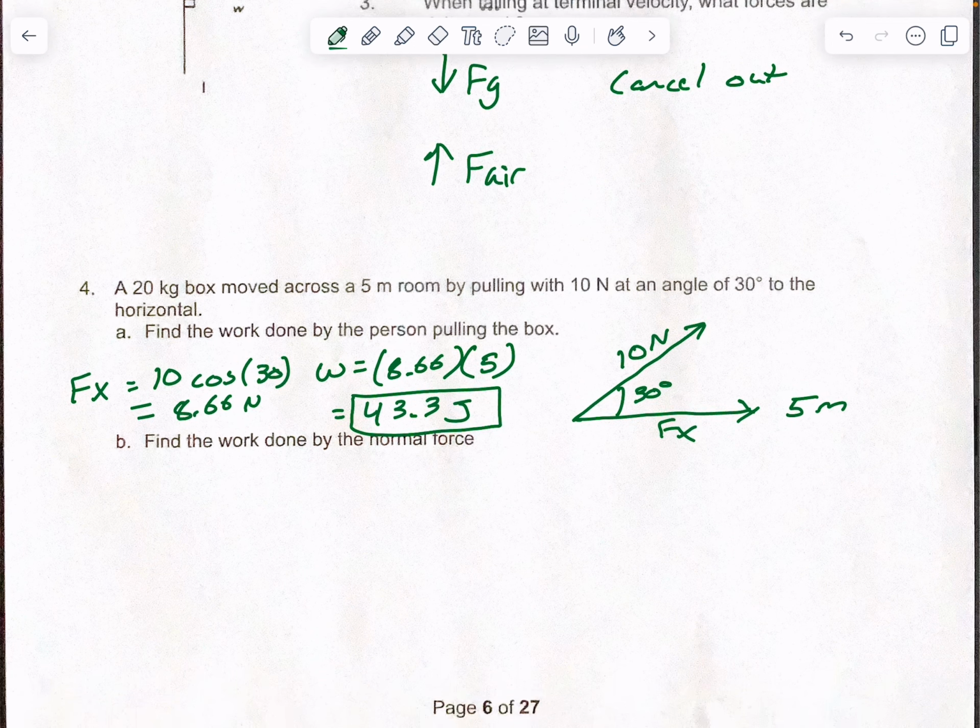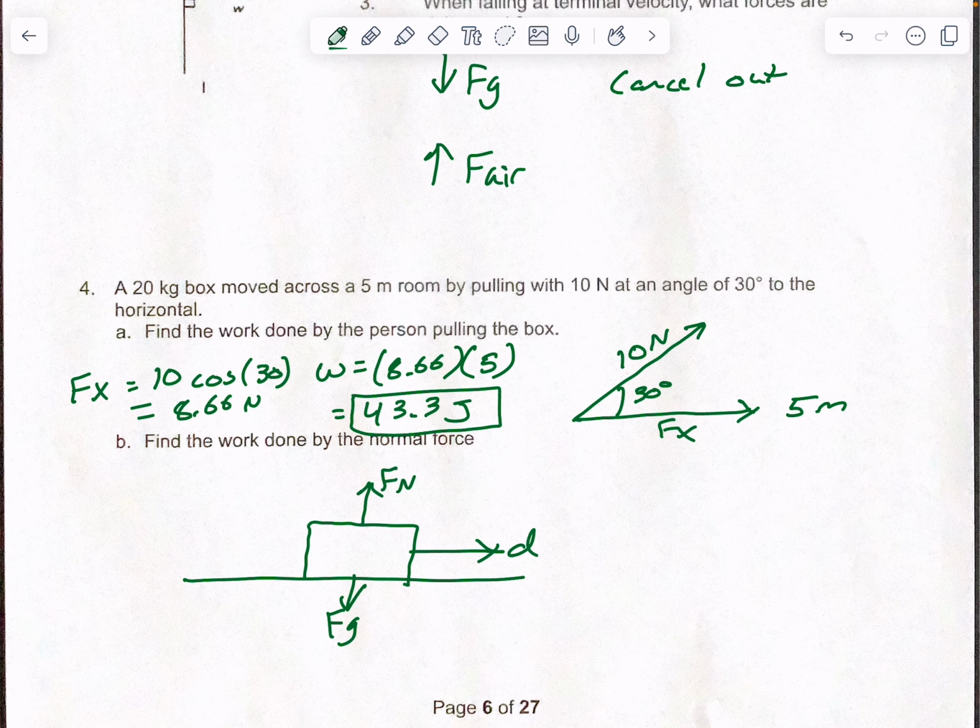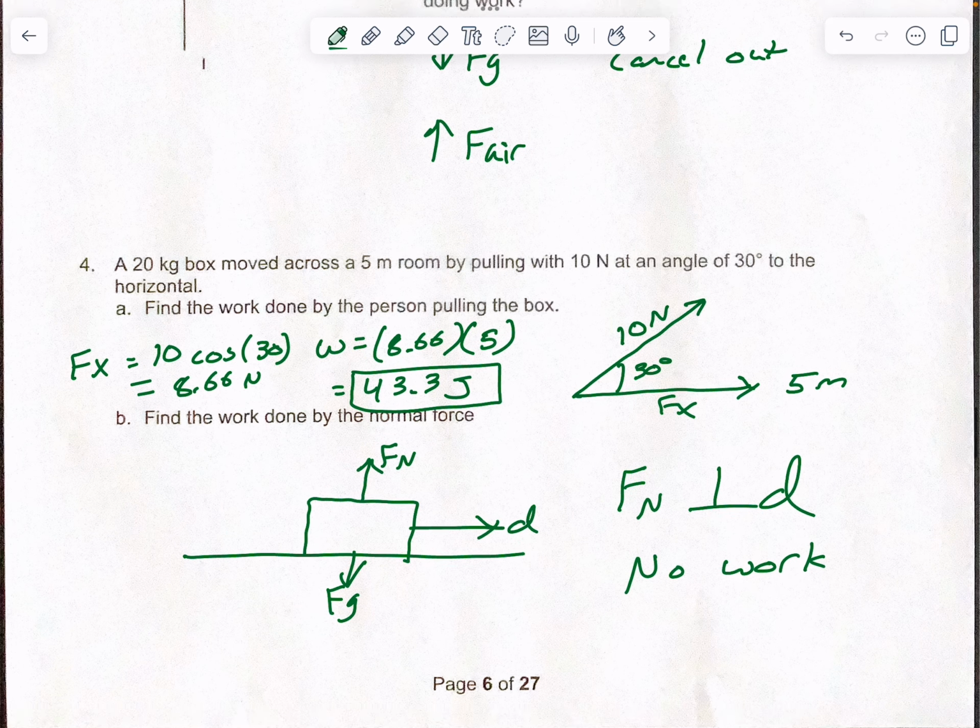Now, I know everybody remembers their free body diagrams. If that box is being pulled across the floor, my distance is going this way. Remember, force of gravity is pulling down. And when you're on a surface, the normal force is what pushes back. So the box is pushing down, gravity is pulling the box down on the surface, and then the floor is pushing back up with a normal force. So if you look at the direction of your normal force and your distance, in this case, normal force is perpendicular to distance. So that means normal force is not doing any work in this scenario.